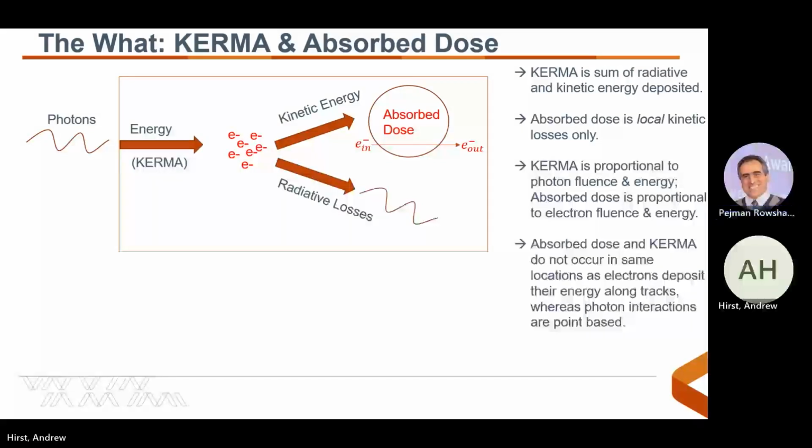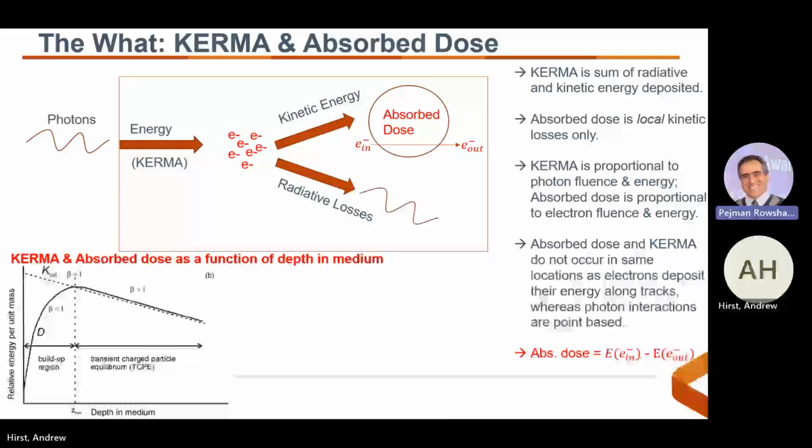And it's important to note that absorbed dose and KERMA do not occur in the same location, since electrons deposit their energy along tracks, whereas photon interactions are more or less point-based. And generally, what we're trying to find out in the equation is the difference between the energy of the electron going into that region of interest and the energy of the electron going out of that region of interest.